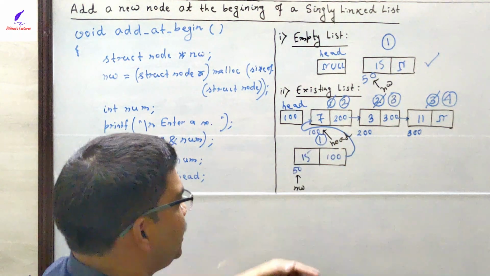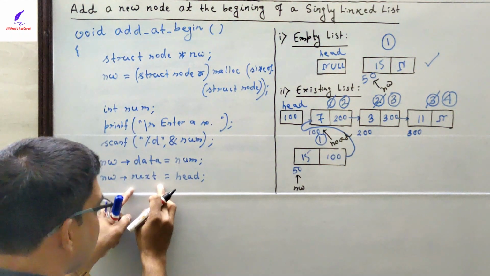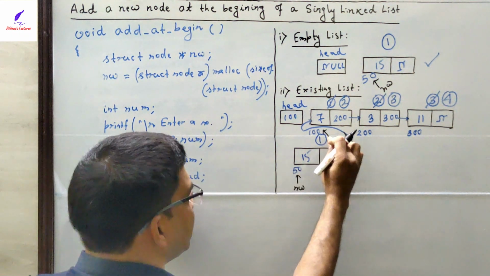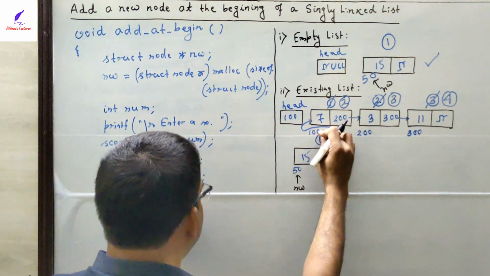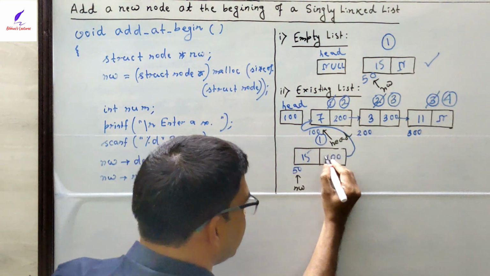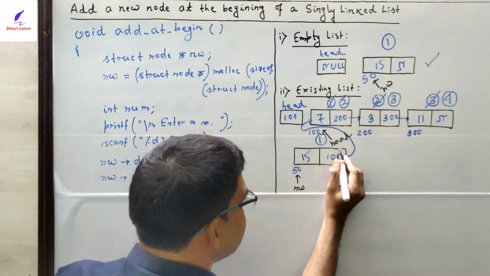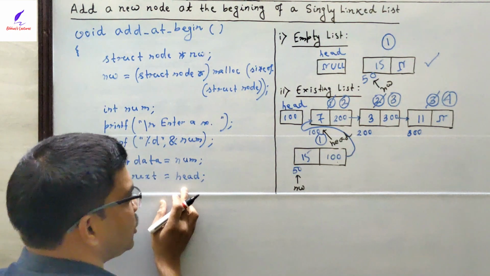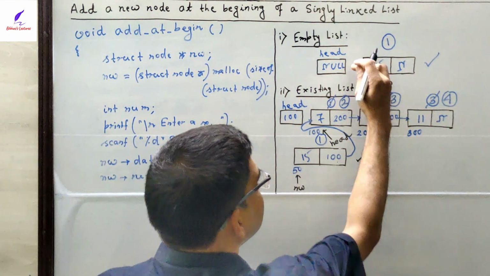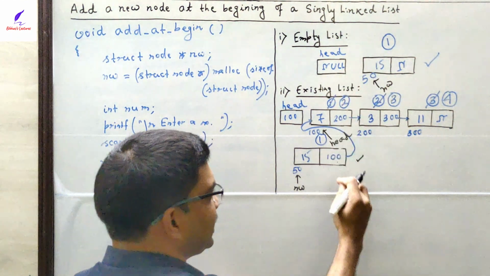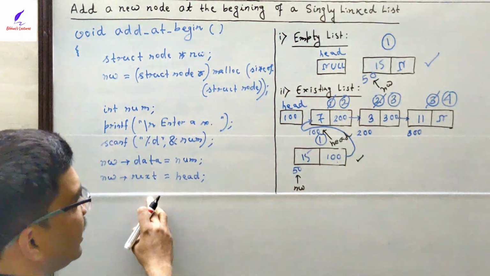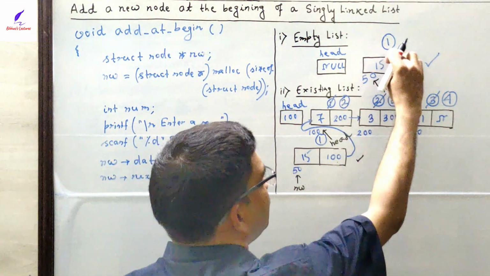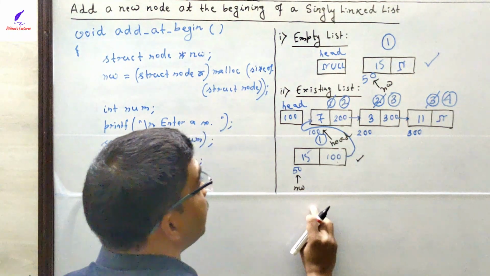Okay, now if we write this statement, NW arrow next is equal to head, what is the present value of head? It is 100. So NW arrow next will be 100, that means it will be head, that is 100. So this statement actually works for both cases, the empty case as well as the existing case.